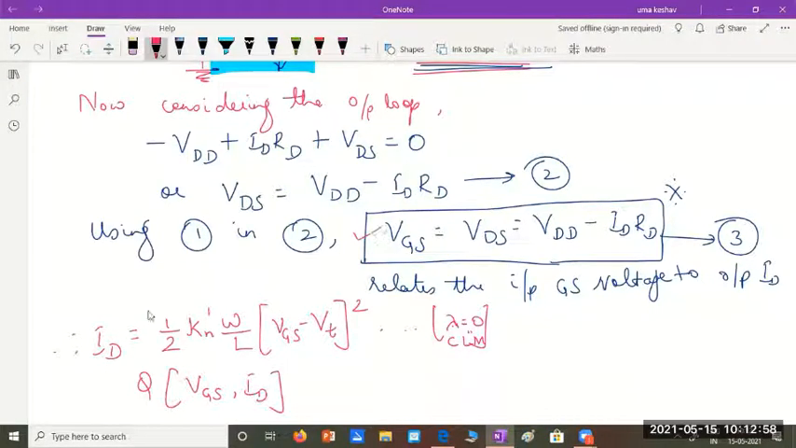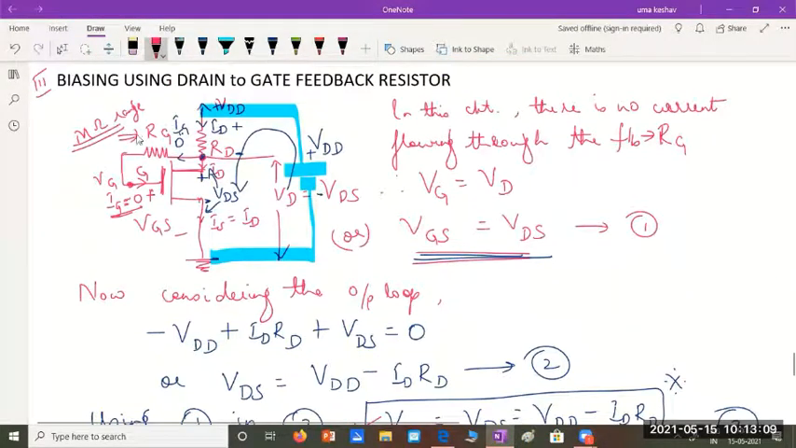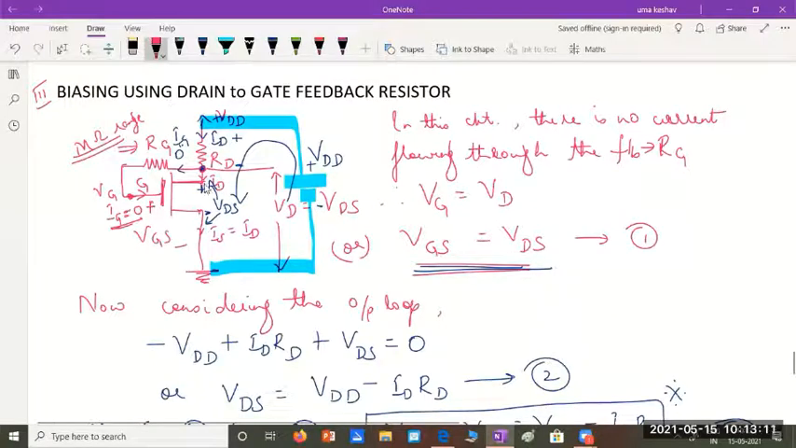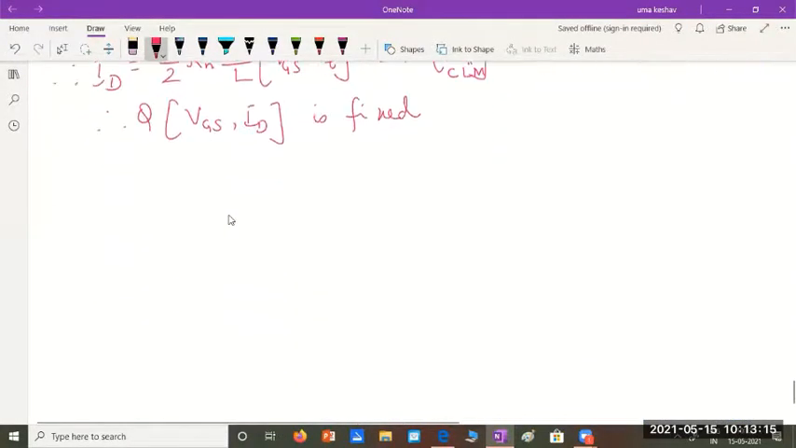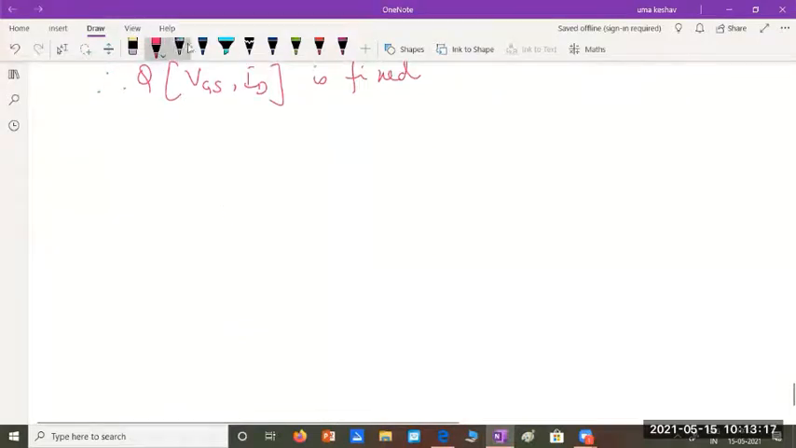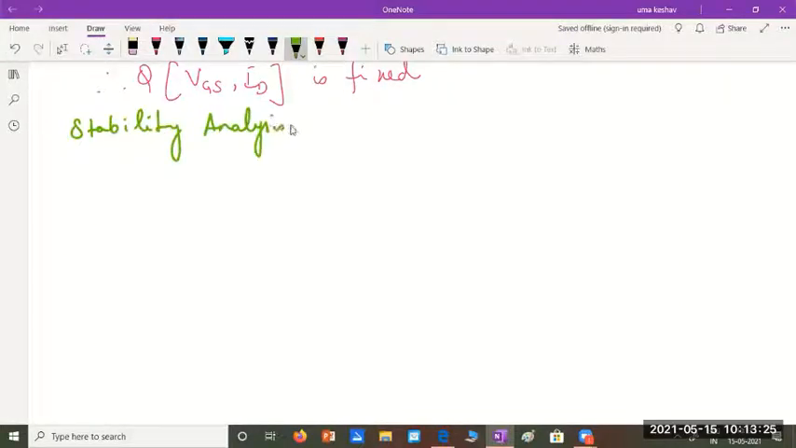Now we have defined VDS, we have defined ID. So Q point is fixed. Hence, in this circuit, we have done our job. By using this biasing arrangement, we have fixed the operating point. Next, let's try to see the stability of this operating point. So let's try to do the stability analysis. How stable is the operating point in this circuit?